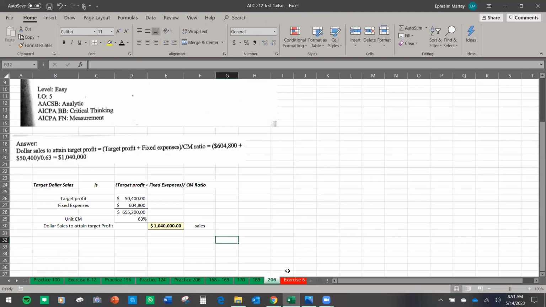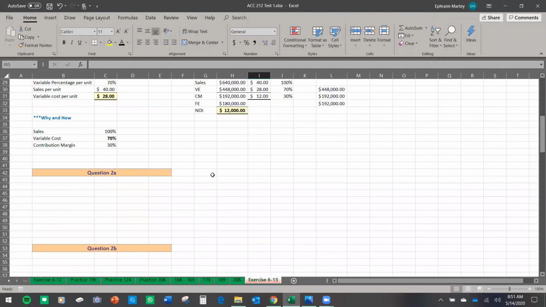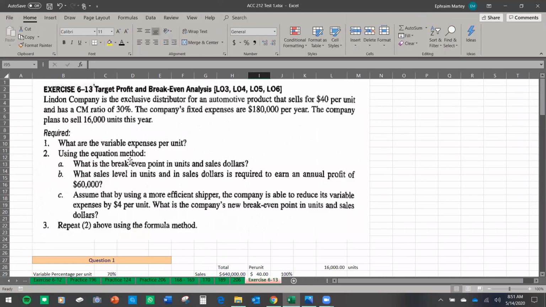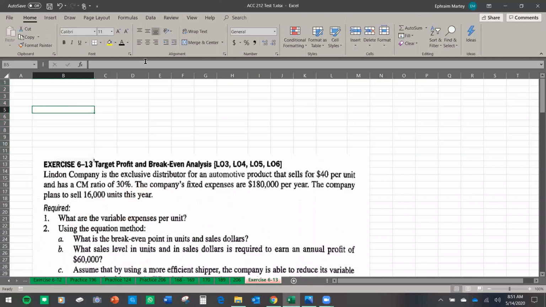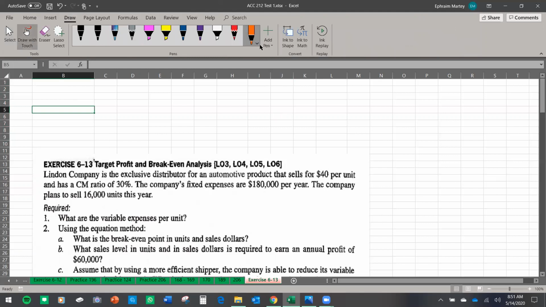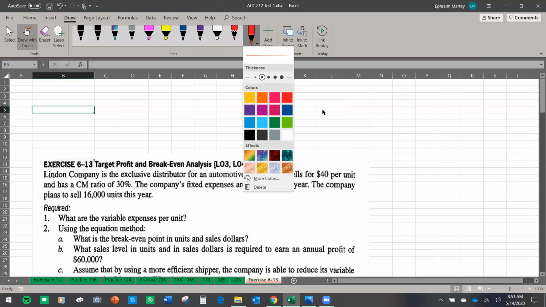With this one, we have been asked to compute them using the equation method, and it's really hard to write the equation method on Excel. So I'm going to make another video, so watch my next video. I'm going to focus on this one specifically using a whiteboard. So I'm going to make a separate video and show you how to do it.